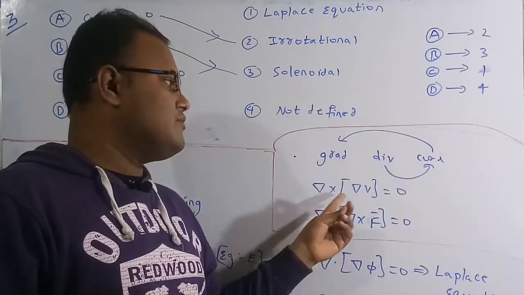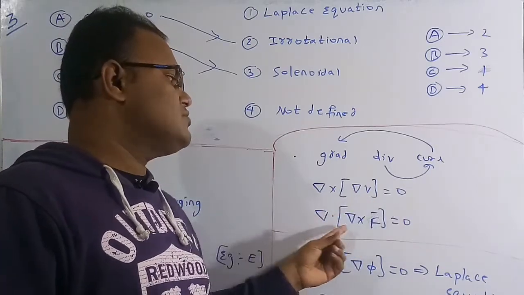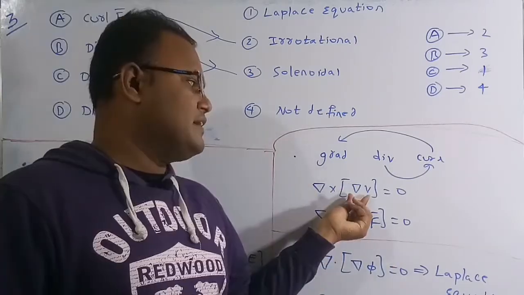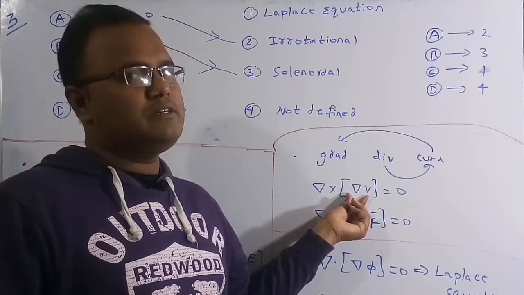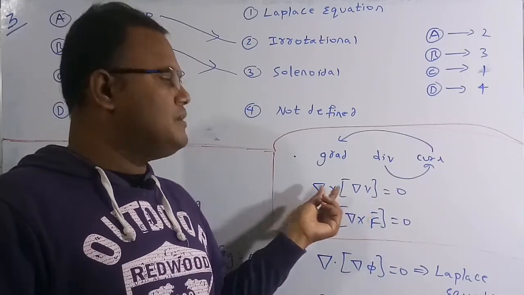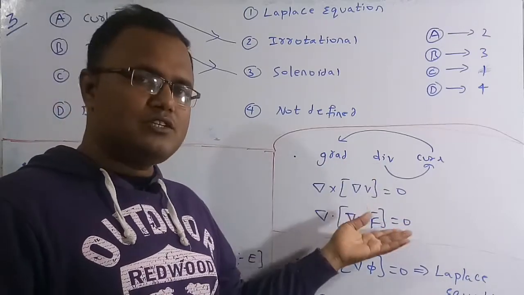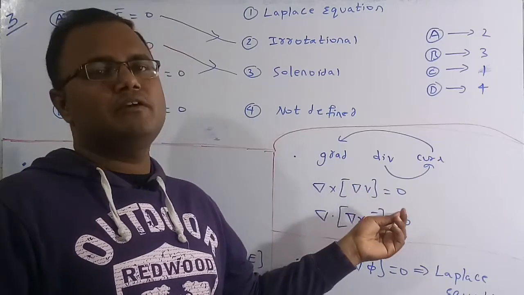The curl of the gradient of any scalar function will always be equal to 0, and the divergence of the curl of any vector field will always be equal to 0, because the gradient of any scalar function is always perpendicular to the scalar function. It is orthogonal to the field, so it is purely diverging, and the curl of any diverging field is always equal to 0. That is the reason the curl of the gradient of any scalar function is equal to 0.